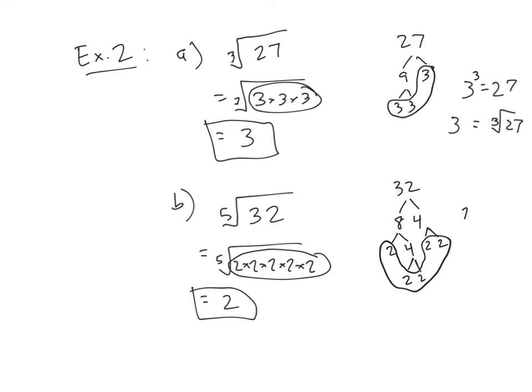That should make sense. Again, I have 2 to the power of 5 is equal to 32, because 2 times itself 5 times makes 32. Therefore, the 5th root of 32 is going to be equal to 2 if I undo that as an inverse.